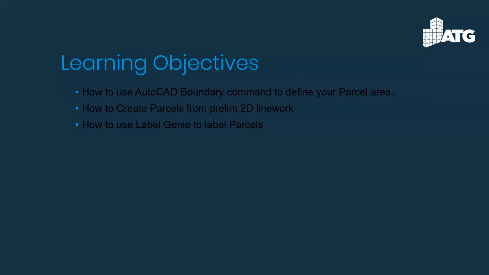Some learning objectives for today: how to use the AutoCAD Boundary command, or bpoly, as people like to say, to define an area for us to parcel. From that, we're going to create our parcels from our 2D line work. I'll show you how you would typically label with parcel labeling, but if you don't want to use parcels, because some people are overwhelmed by them, I can show you how to use our Label Genie to help label just 2D line work.